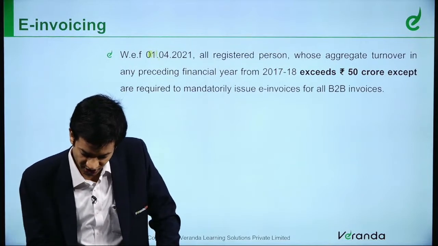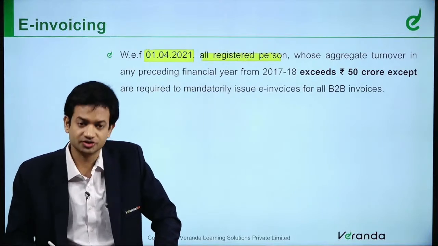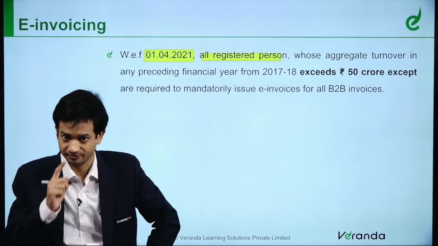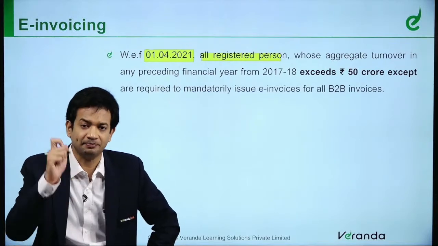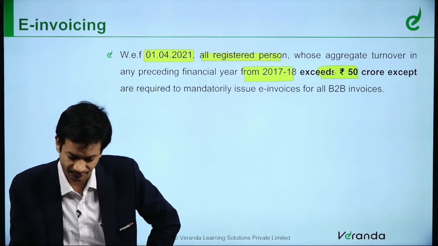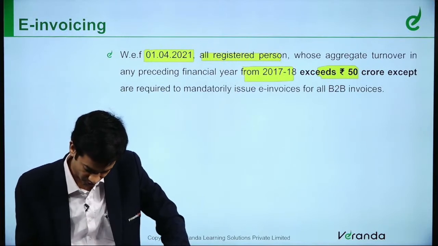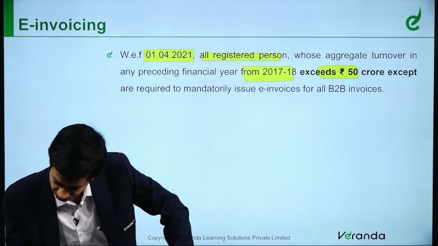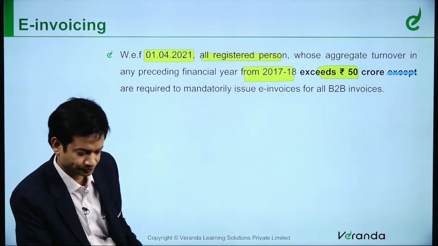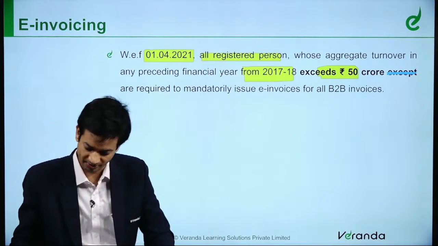With effect from 1st April 2021, all registered persons whose aggregate turnover in any preceding financial year, repeat, any preceding financial year from 2017-18, exceeds 50 crores, are required to mandatorily issue e-invoices for all B2B transactions. See, probably I will mention here.